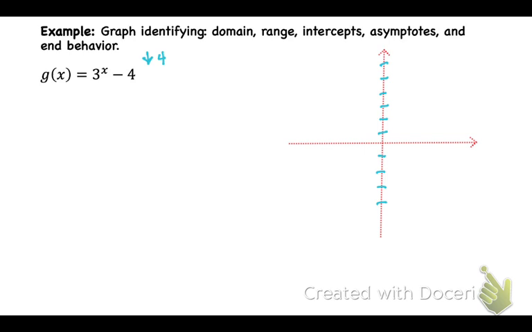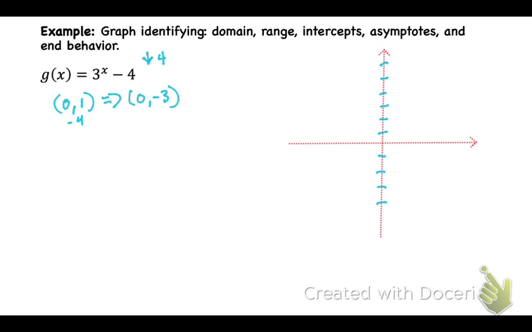Okay, so our point was 0, 1, yes? And it's going down 4, so is that on the 0 or the 1? The 1. So 1 minus 4 is what? -3. So 0, -3.